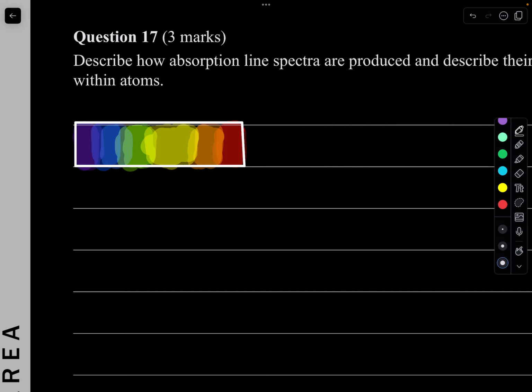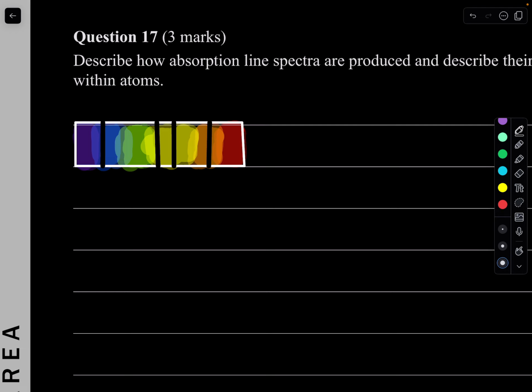So let me just use a different color. There's going to be some dark spots here, like a spot here, some lines or dark bands. Like that. This is nice. And so basically what this dark band tells us is that certain frequencies or wavelengths of light are basically absorbed by these elements. Not all the frequencies, certain. So that's the key here.